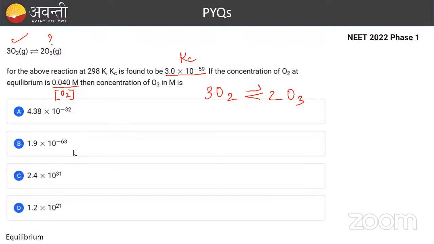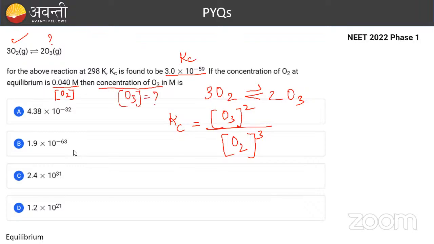If you write the equilibrium constant for this reaction, Kc will be product concentration divided by reactants concentration raised to the stoichiometric coefficient. So it is the O3 concentration, which is the product, power 2, divided by the reactant O2 concentration, power 3. So what we need to do? We need to find the concentration of O3, so keep the O3 concentration on one side. So [O3]^2 is equal to Kc × [O2]^3.